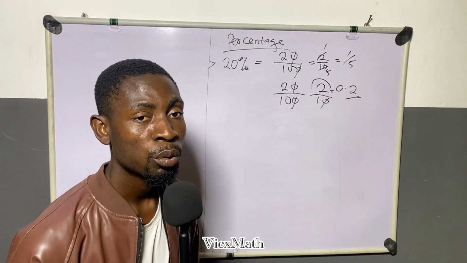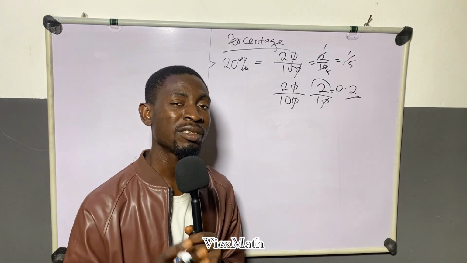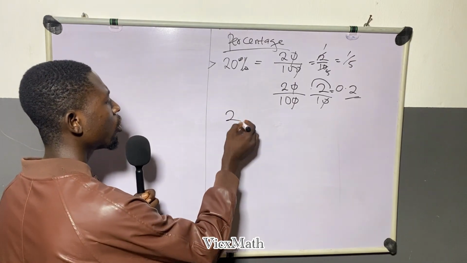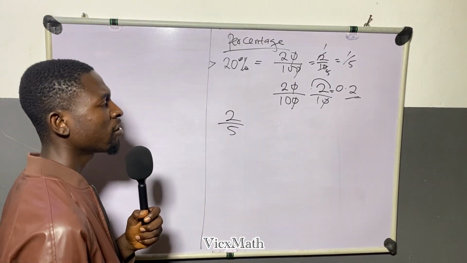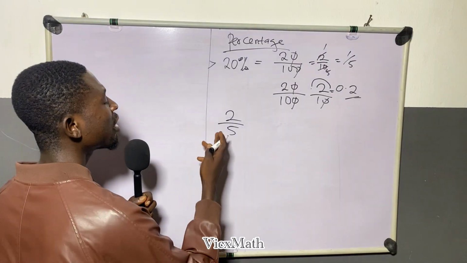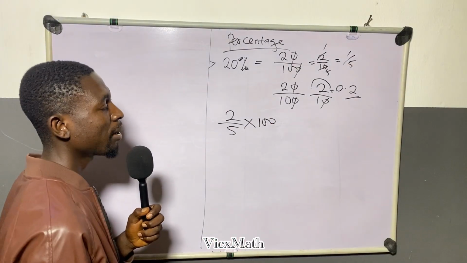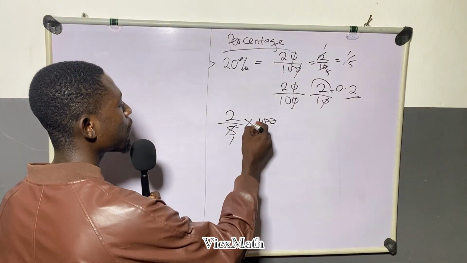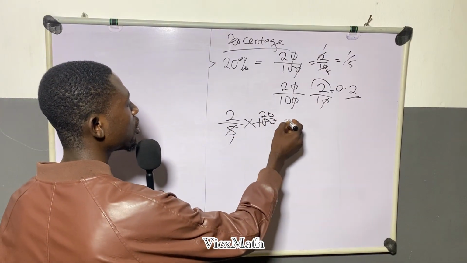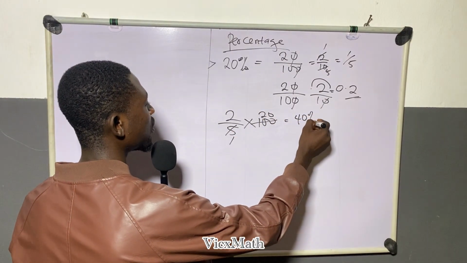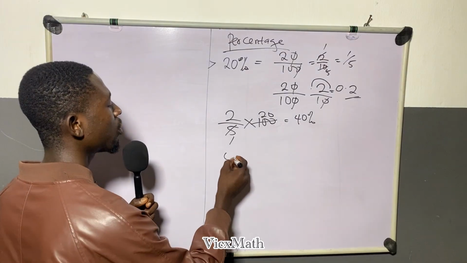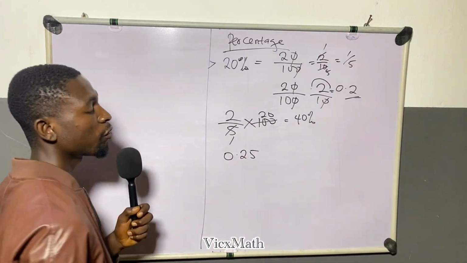If they give you a number in fraction and they say you should express it as percentage, imagine having 2 over 5. Express this in percentage. What do you do? If they give you a fraction and they say you should express it in percentage, you times by what? 100. Not just fraction, decimal. Times by 100. 5 here is 1, 5 here is 20. 2 times 20 is what? 40%. This is percent.